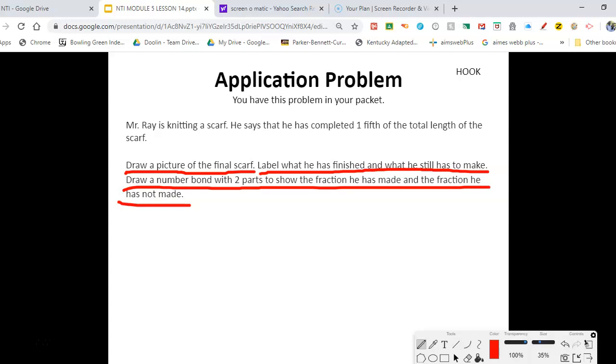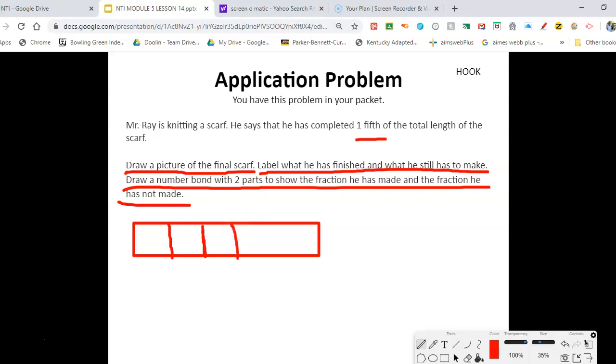So on your paper where you have your application problem, I want you to draw a picture of Mr. Ray's scarf. Now, if I was drawing it, I would draw Mr. Ray's scarf. That looks kind of like this, and yours may be different than mine. And how many parts am I going to partition this scarf into? Since he's completed 1/5, then we know that our fractional unit is fifths. So let's partition this scarf into 5 equal parts. Remember, try to get them as close to equal as you can, but it probably will not be perfect.